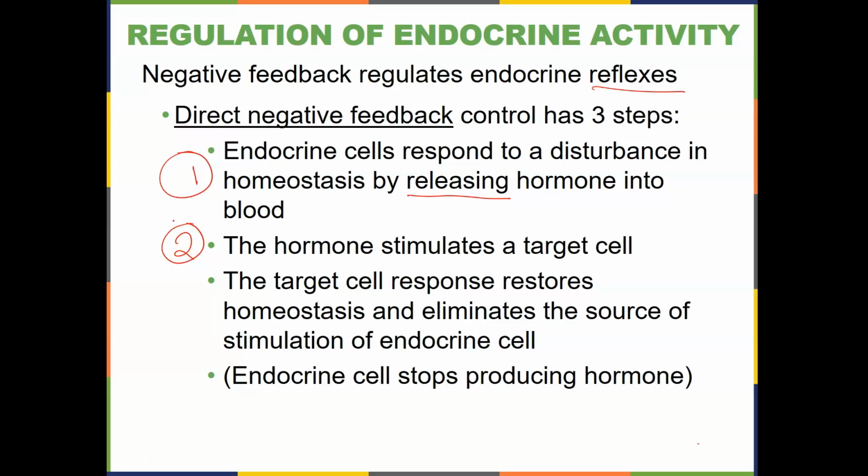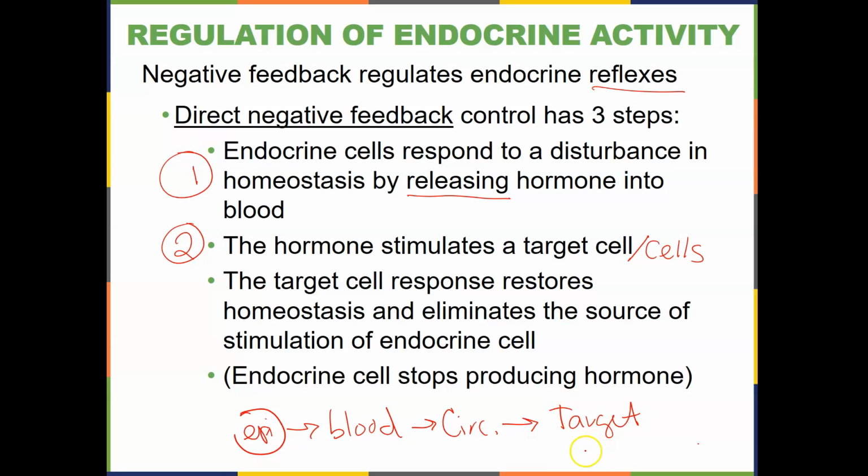Number 2, epinephrine would then stimulate the target cell. And in this case, cell or cells. Usually it's a bunch of cells that it's stimulating. And so the idea is that, again, you have epinephrine being secreted into the blood. You have it circulating, and then it's hitting its target. And let's just say, for the sake of argument, we're going to talk about skeletal muscle.